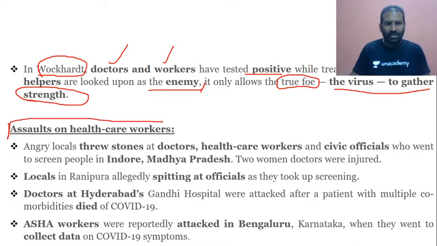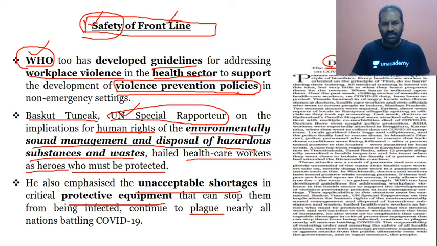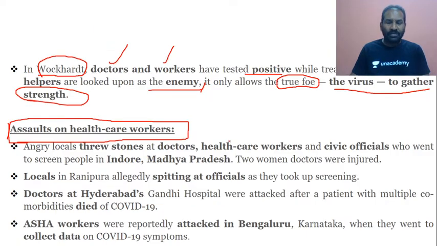Now I have put here the assaults on healthcare workers. Nikita will now understand the point of what I was talking about, violence prevention policies: we need to safeguard them, not only from violence, but also by making sure they do not have any shortage of protective gear and protective equipment when they are handling patients, in this case in regards to SARS-CoV-2. We have seen in Indore, in Madhya Pradesh, that doctors and healthcare workers along with civic officials were attacked.